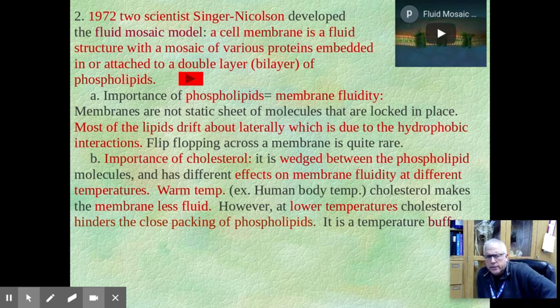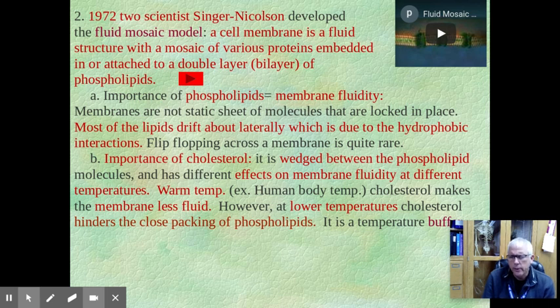But the phospholipids in the cell membrane, that's what gives membranes fluidity. They're not a static sheet. They're not a fixed sheet. They have some give to them. Things can pass through them. Things don't move laterally a lot, but there is some flip-flopping that occurs. We'll talk about that. And cholesterol, we think of cholesterol being bad, and some cholesterol is. But in this case, it's really important that we have this cholesterol in there. And here's why.